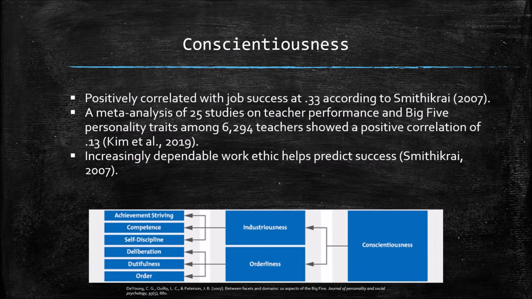And for teachers, that is going to be no different. And so just looking at the literature here, conscientiousness is positively correlated with job success at 0.33, according to Smithacry, 2007. The sample size for that first study, I believe, was about 250 people, so pretty large, well, for personality research it's pretty okay. And then we have a meta-analysis of 25 studies on teacher performance and Big 5 personality traits among 6,294 teachers, which showed a positive correlation of 0.13. And so that's pretty good.